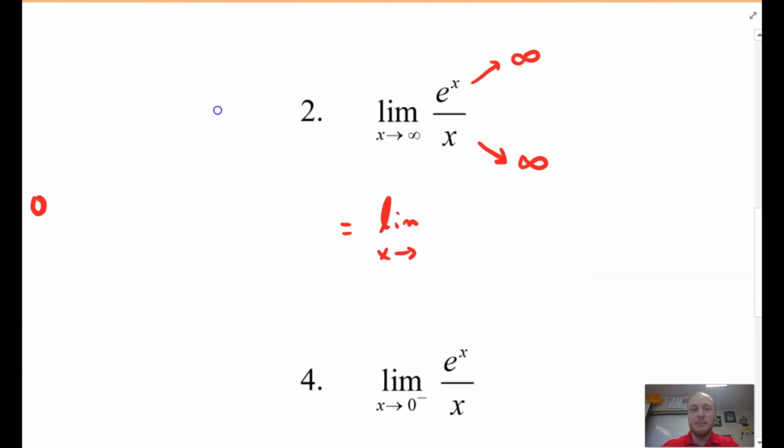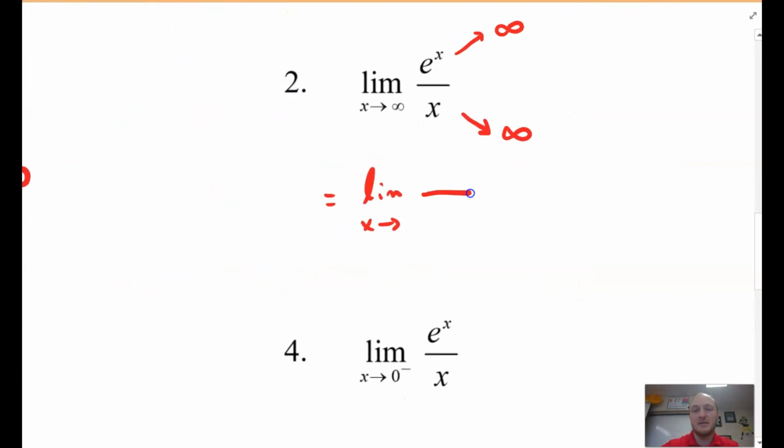So what's the derivative of e to the x? E to the x, the good old Spider-Man meme. And the derivative of x is 1. So if we plug in infinity, then we get positive infinity, or you can write DNE, whatever floats your boat.